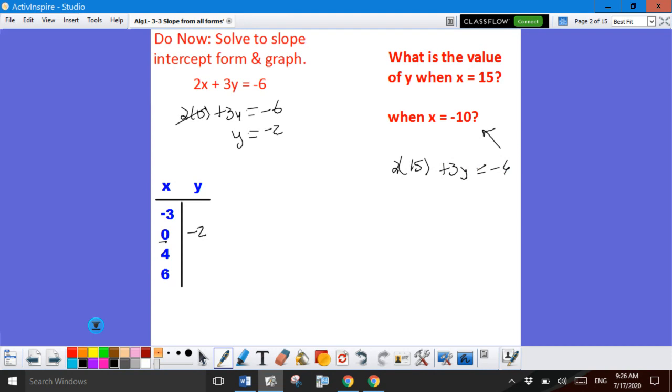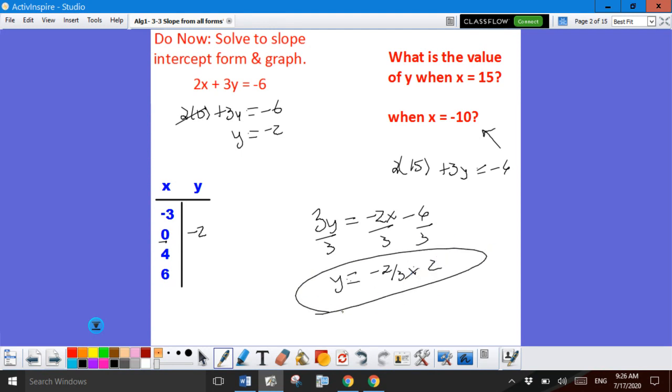But that's kind of a lot of work. And technology is our friend, and time is money. So you want to make use of technology to help you as much as possible. There's two ways we can put this into the Desmos calculator. It will take it as standard form, but it will also take it as slope-intercept form. So I'm going to start to solve this for slope-intercept form. Dividing by 3, y equals -2/3 x minus 2. So this is the form that we've been using mostly, okay?